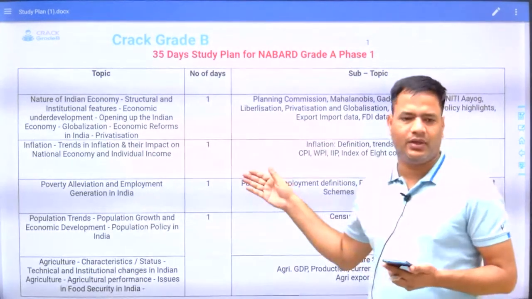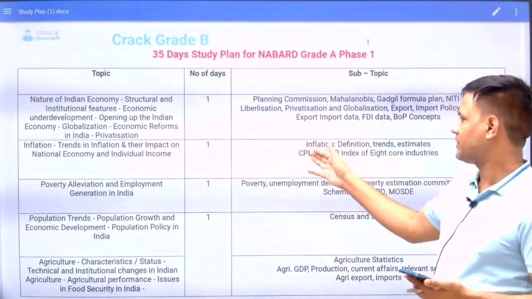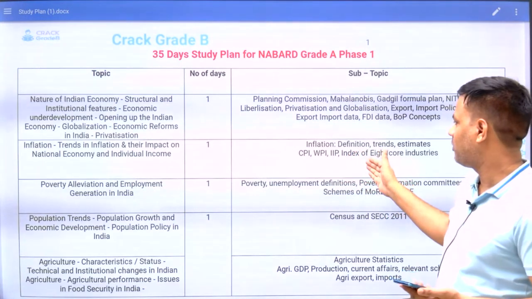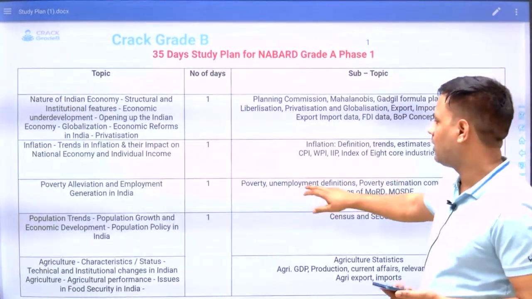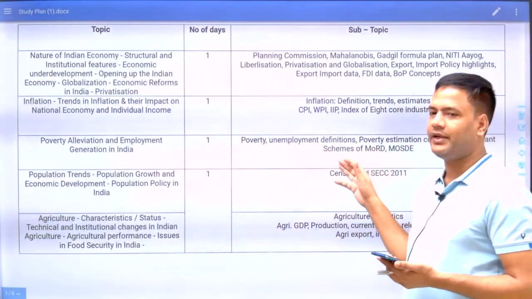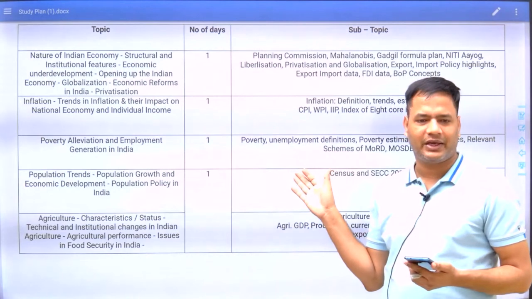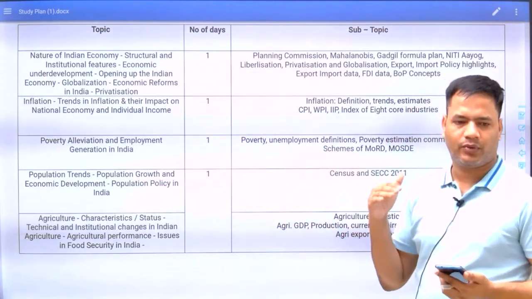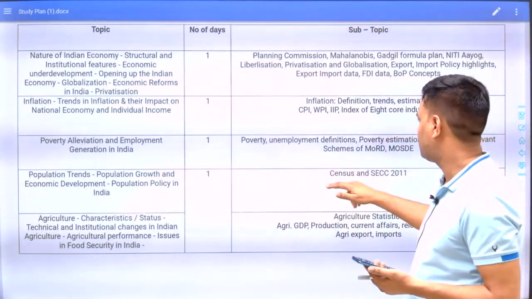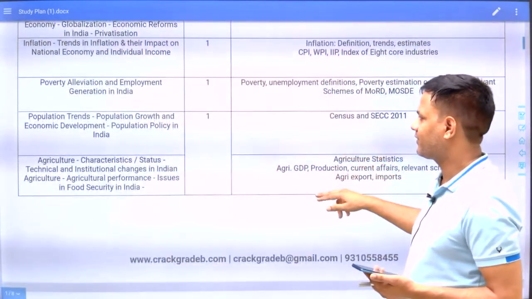Next, inflation. In the static part, you have to study inflation, types of inflation, and CPI, WPI, IIP. In the poverty alleviation chapter, you have to study the poverty-related definitions, employment-related definitions, and the various poverty estimation committees in India. That is important. Other things are schemes.